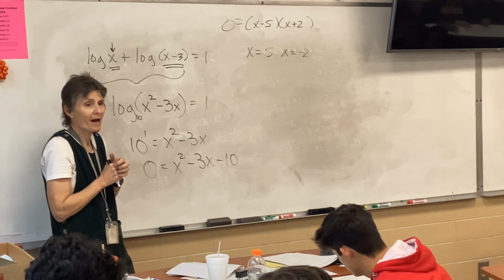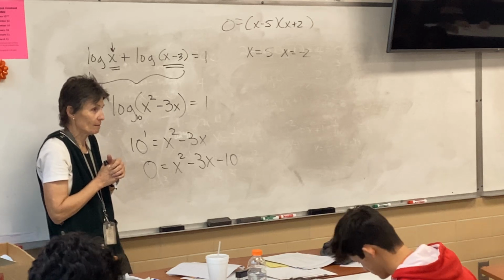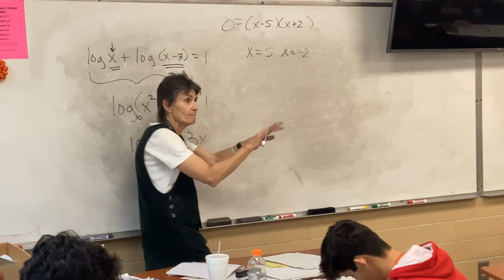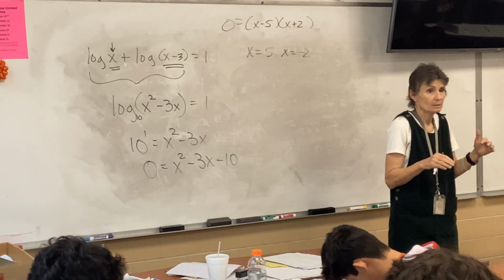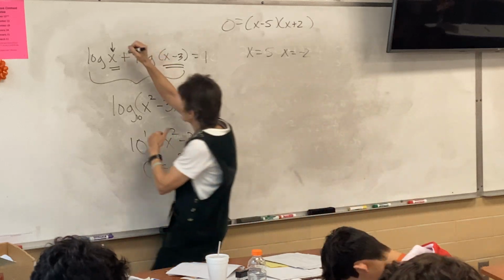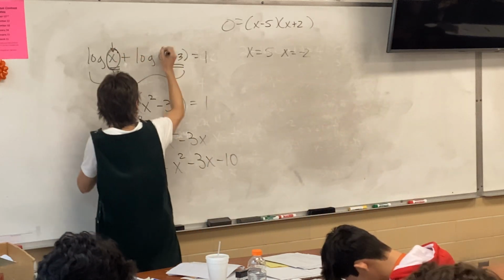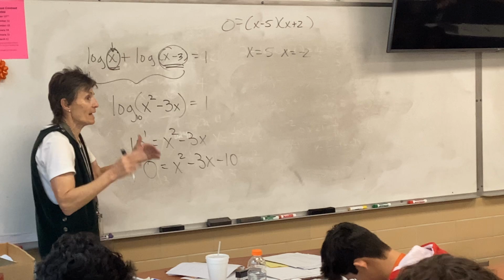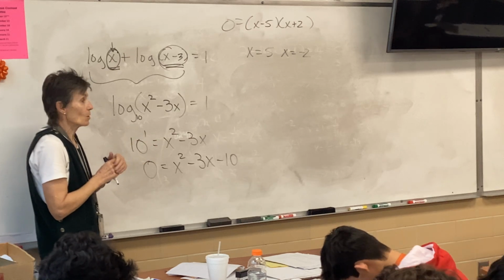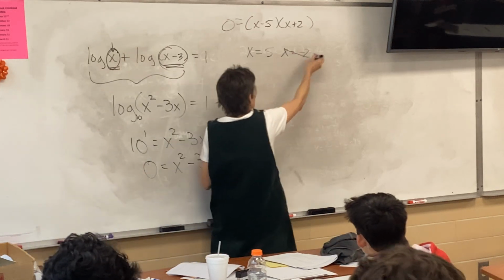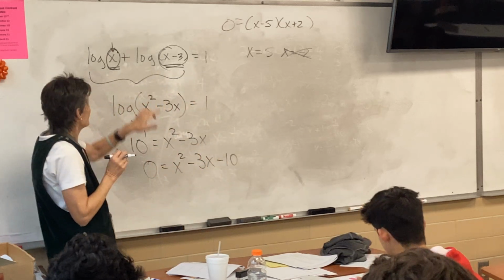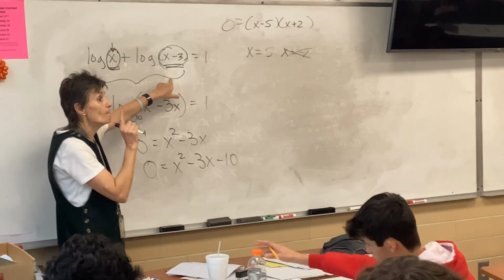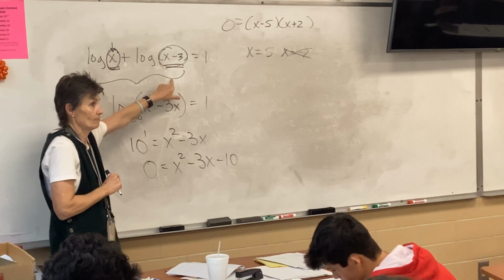You cannot take the logarithm, or ln, log, doesn't matter. You can't take any logarithm of a negative number. So in other words, this thing and this thing cannot be negative. So -2 is an extraneous root, because those things must be positive.